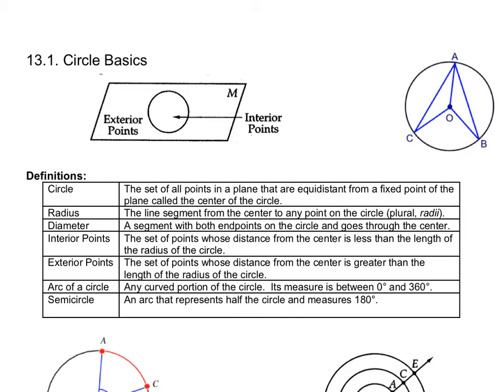Your interior and exterior points, that's pretty self-explanatory. Interior is the points inside the circle, exterior the points outside the circle. The arc of a circle is sort of like its side length. It's a curved portion of the circle, and its measure must be between 0 degrees and 360 degrees.